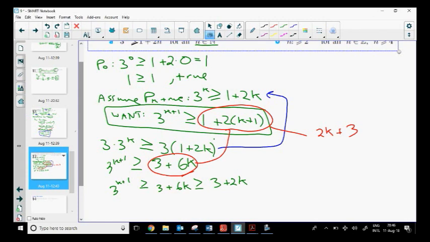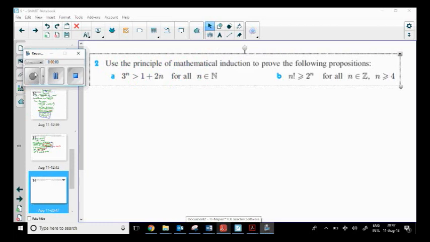All I have to do is think a little bit flexibly about what I'm allowed to do with an inequality, and we're good. Concluding statement. Since p sub 0 is true and p sub k plus 1 is true whenever p sub k is true, p sub n is true for all n which are natural numbers, or for all n greater than or equal to 0. That was pretty cute, right? Let's try the other one now.